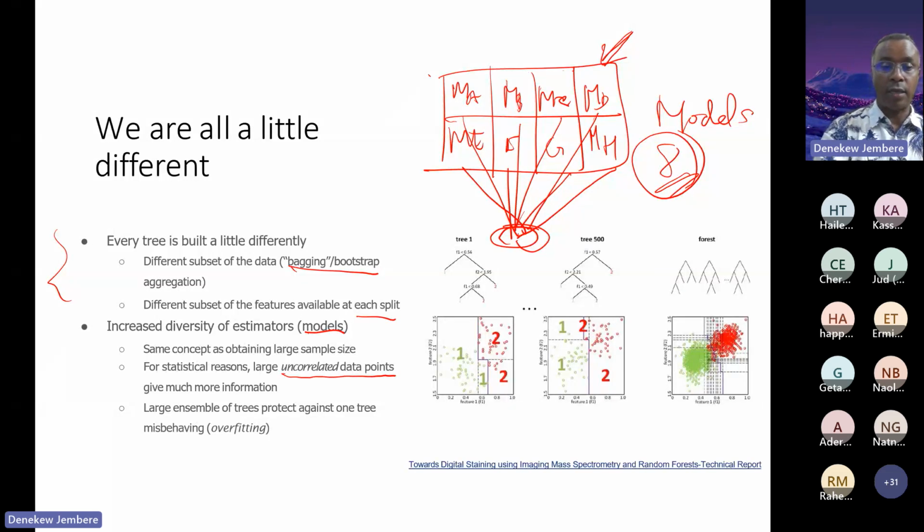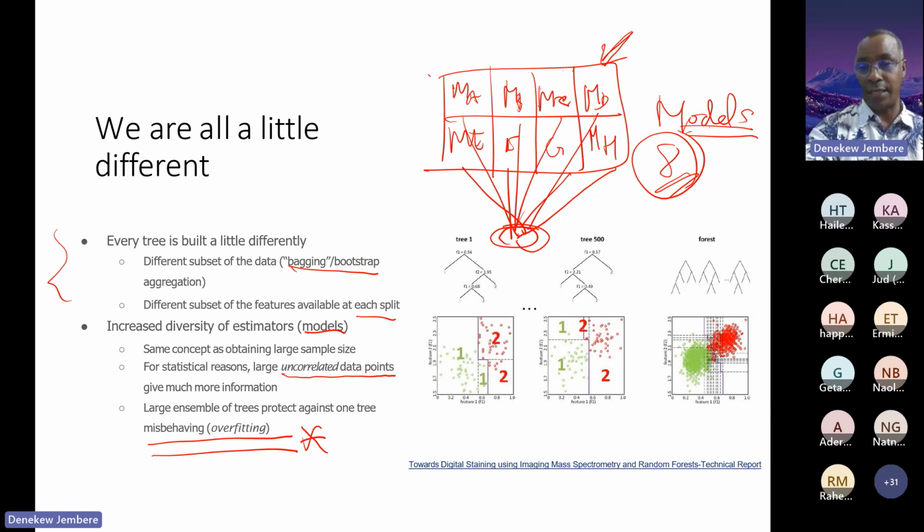In that case, you get much more information. And a large ensemble of trees protects against one tree misbehaving or overfitting. This is the important point: you basically avoid overfitting, because instead of dealing with one model, you have 8 models in this particular scenario. Plus, in each of these models the number of features could be different, because we randomly select features for each of the models.